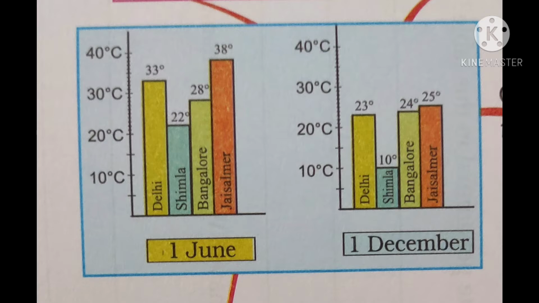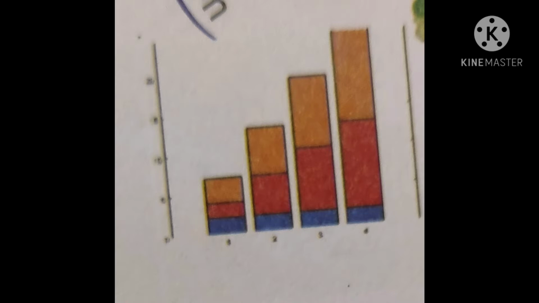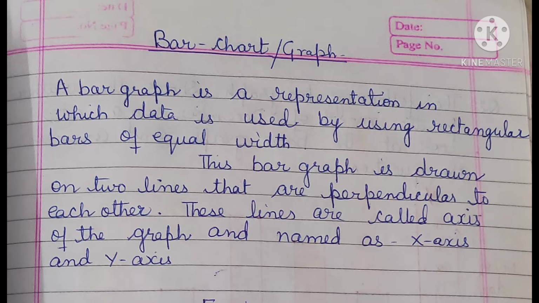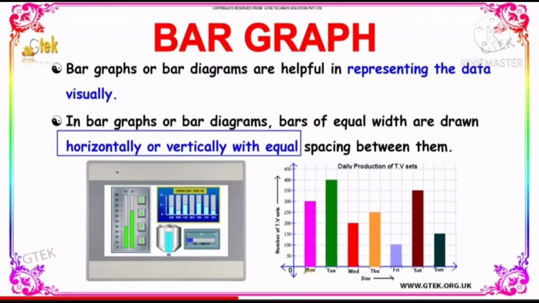Okay, so today we will learn how we can draw a bar graph or bar chart, or how we can read this bar chart. So children, what is a bar graph? A bar graph is a representation in which data is shown by using rectangular bars of equal width. Children, a bar graph is helpful in representing the data visually, and the bars that we draw have equal width.